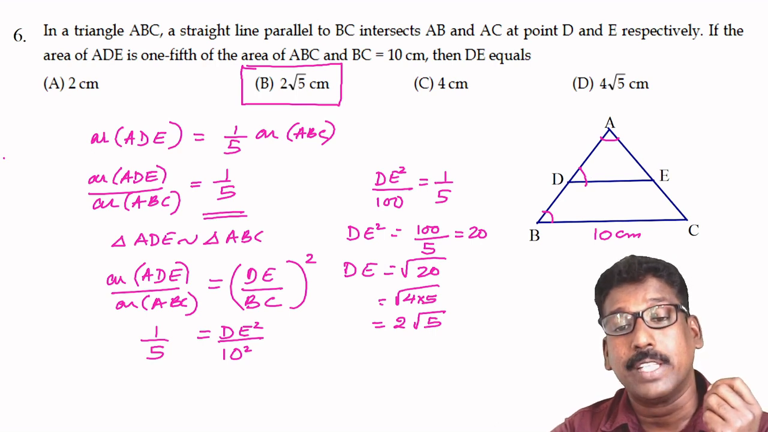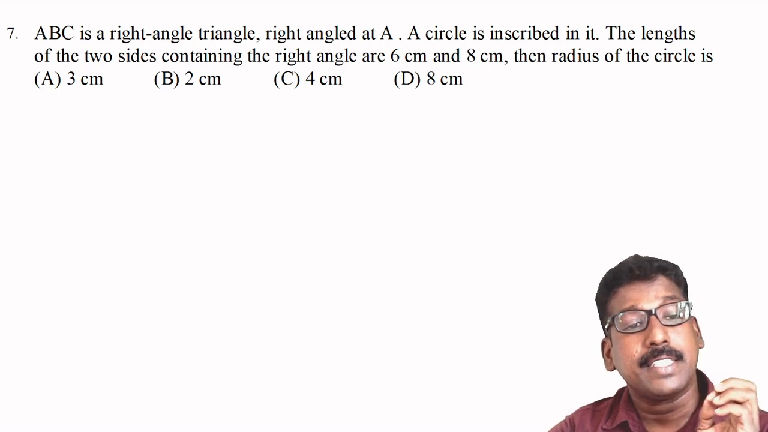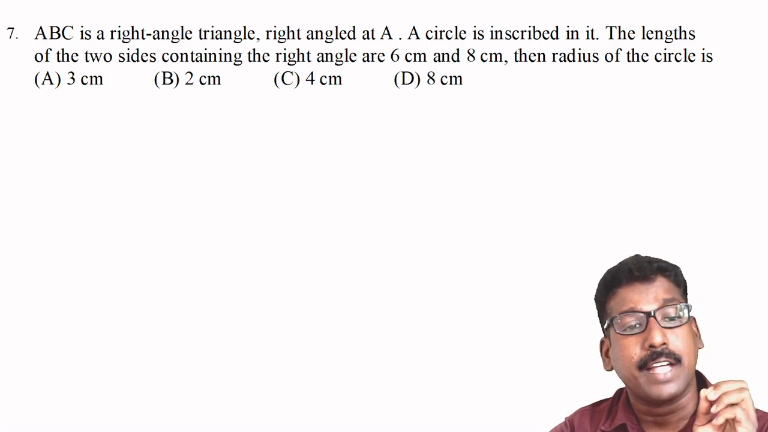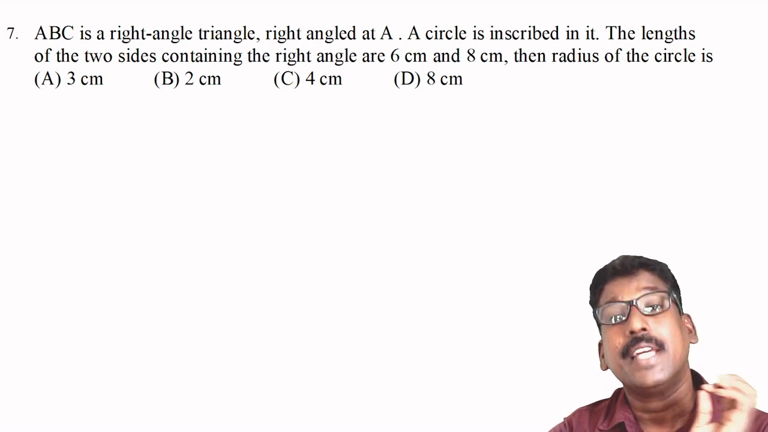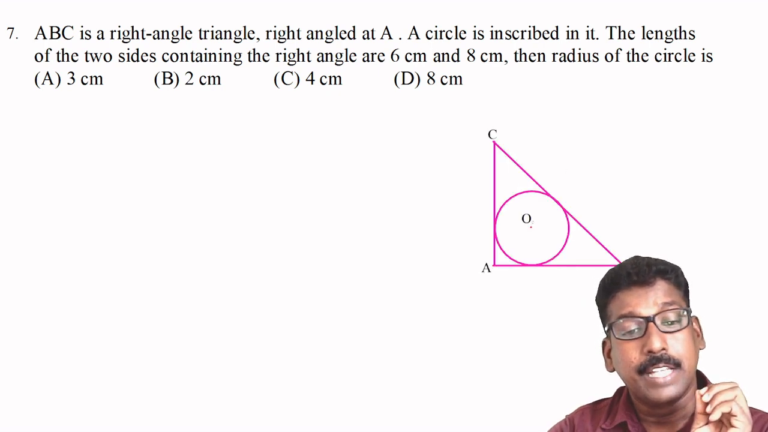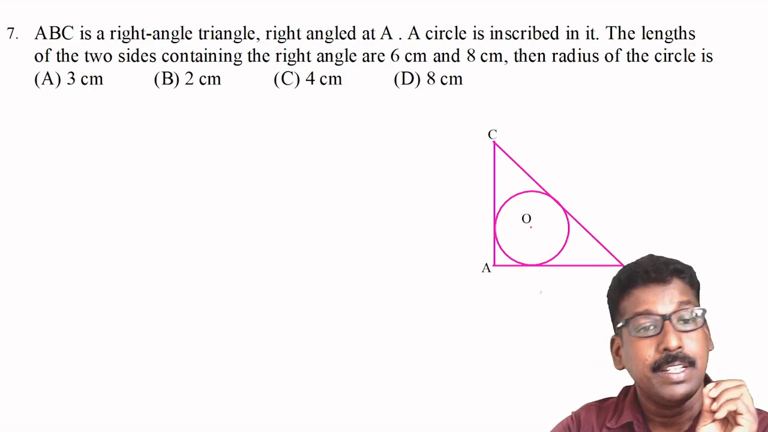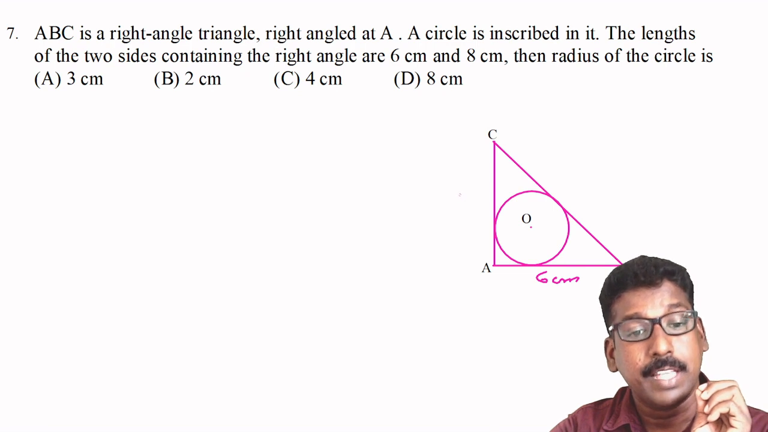Now let us look at the next question. ABC is a right-angled triangle. A circle is inscribed in it. The lengths of the two sides containing the right angle are 6 cm and 8 cm. Then the radius of the circle is. Now look at the figure. Here a circle with center O and a right angle triangle ABC is given. The length of one side is 6 cm and the other side is 8 cm.